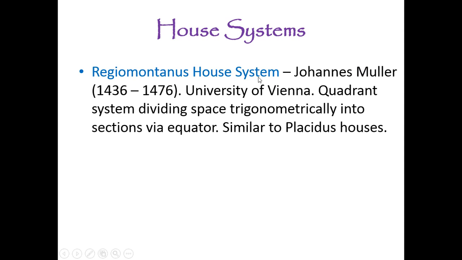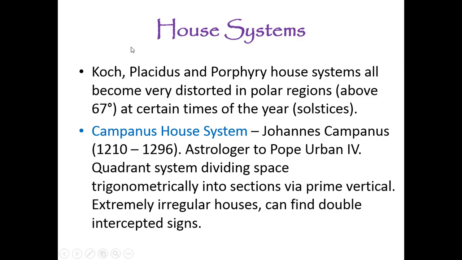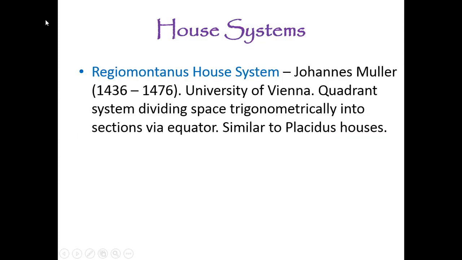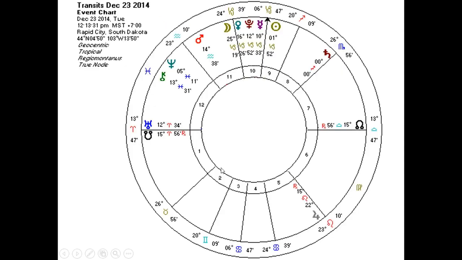Regiomontanus, he's from the 1400s. He was a mathematician at the University of Vienna. Another quadrant system, dividing space, trigonometry via the equator. Campanus was via the prime vertical, Regio via the equator. Now, it's similar to Placidus houses.